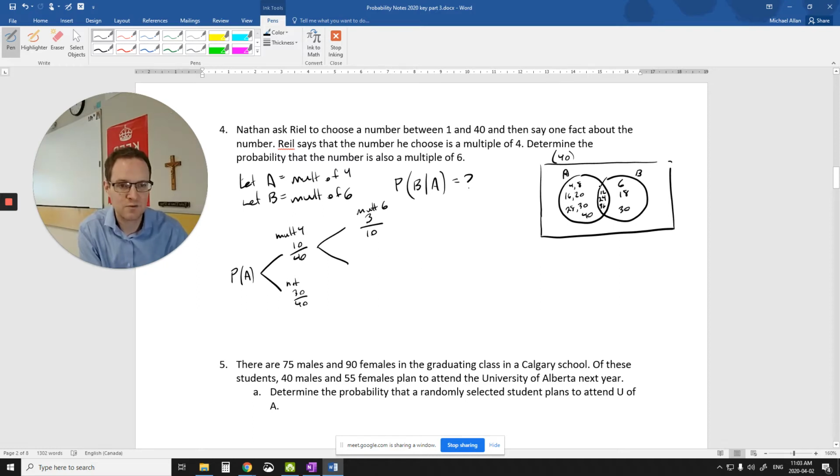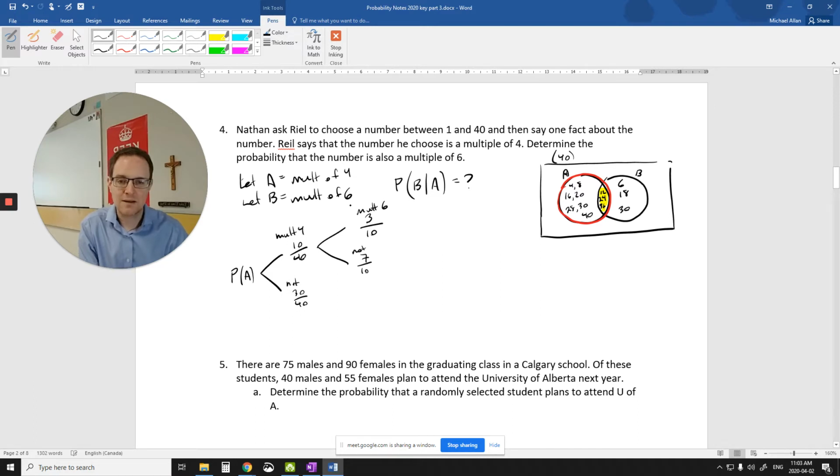You can see there's 3 of the 10 in this box that I've drawn for A. So I've decided I'm inside this box now, and there are only 3 of them that are also multiples of 6. And then you can go down here and say, okay, there's 7 that are not.